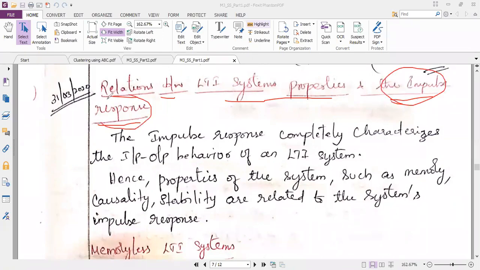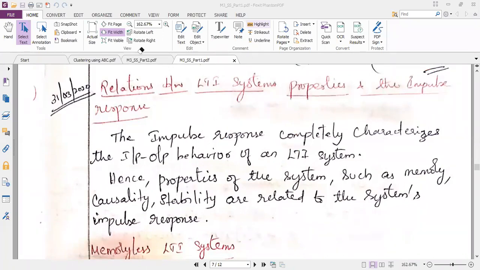Let me make it clear with the help of the output equation. In the previous module, I was explaining all the properties of the system in terms of the output equation. But in this module, I'm going to explain the properties of the system in terms of impulse response. So that is the difference between the properties in the previous module and this module. Here we are going to explain the properties with the help of the impulse response equation.